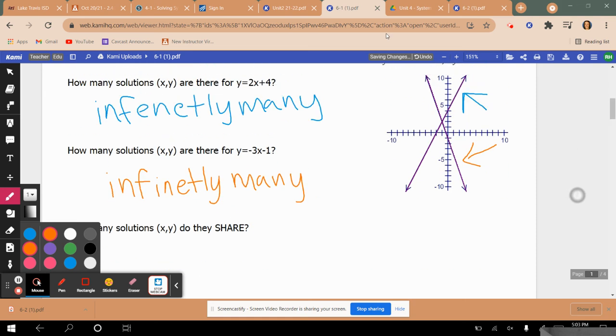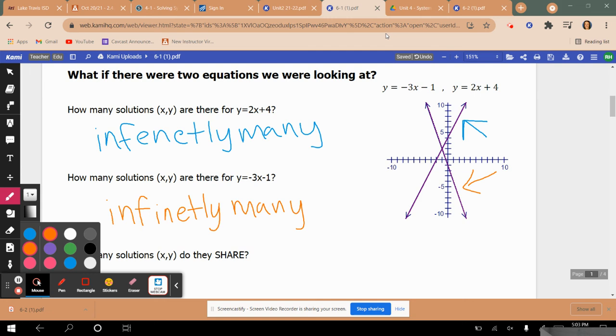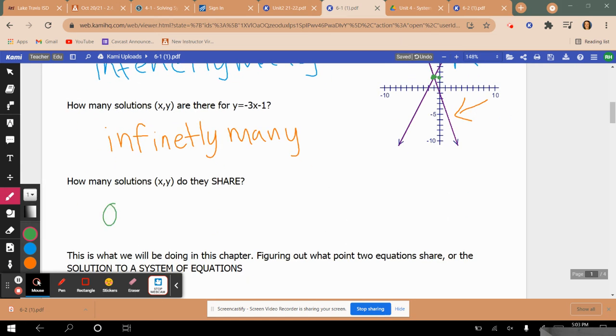All right. And how many solutions do xy do they share? So how many of the same xy points do they share together, if we were to pull a bunch of those xy points off of that graph? Well, to see that, we'll have to see what they have in common. They have in common right there, that point. So they have that one point in common, which means that they share one solution.